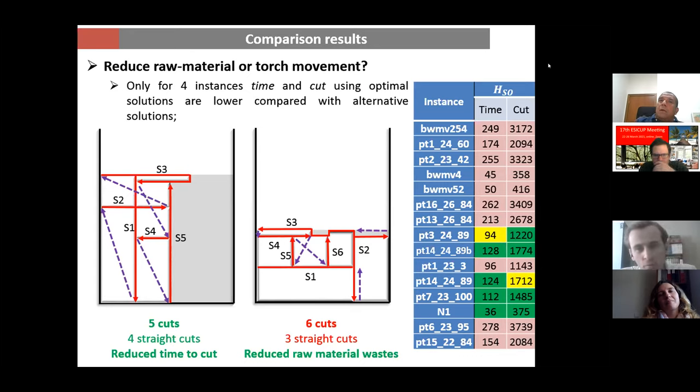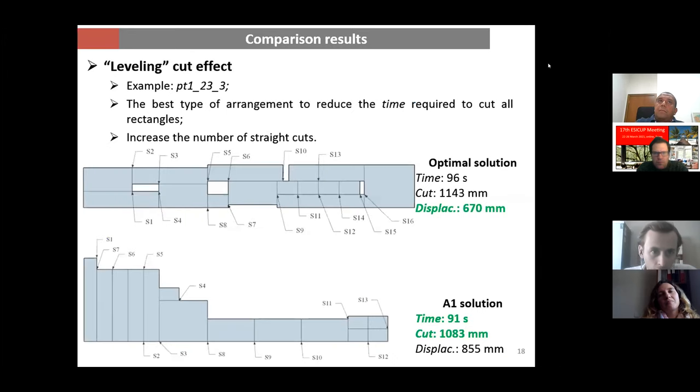In a second situation, we have a lot of movement waste. So we have these two words that must be combined in some manner. The last aspect analyzed was the leveling cut effect, where we verified that the best type of arrangement to reduce the time required to cut all rectangles is one that increases the number of strain cuts.